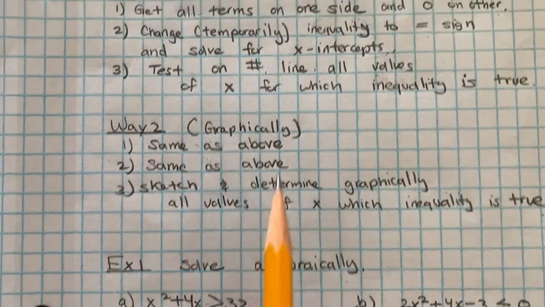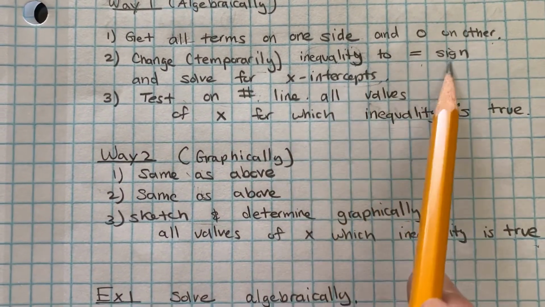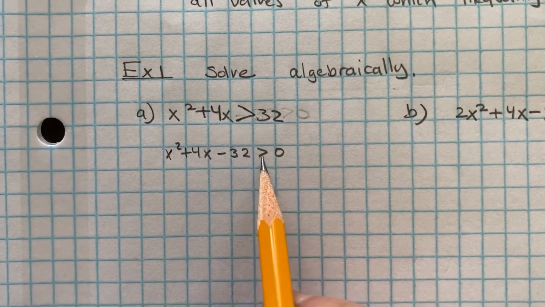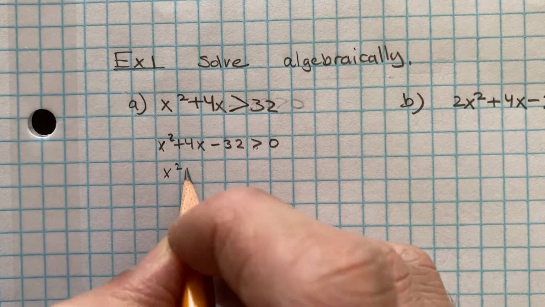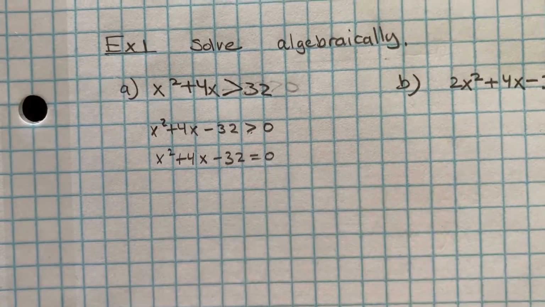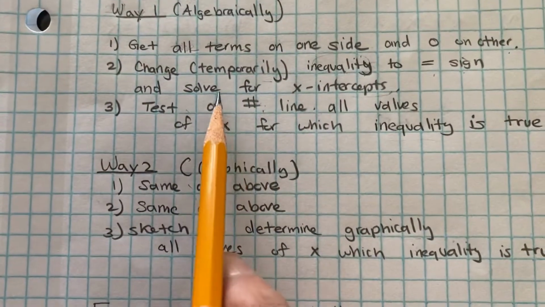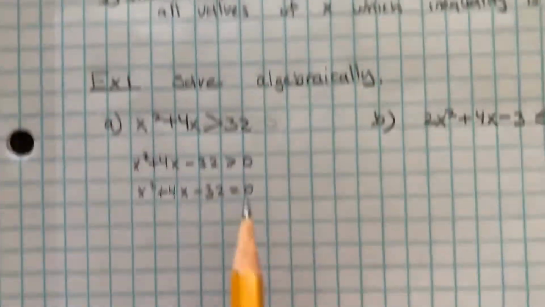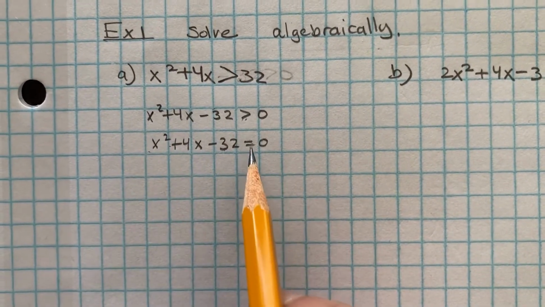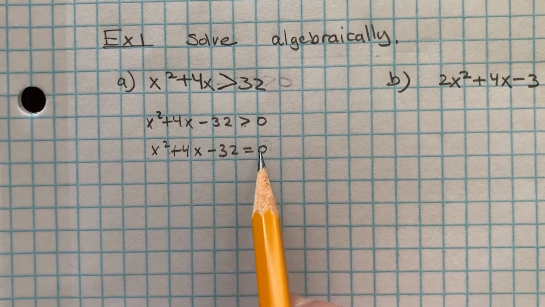And step number 2, change temporarily the inequality sign to an equal sign. So right now I have an inequality sign, right? So I'm temporarily going to change it to an equal sign. And then I have a quadratic equation. It says solve for the x-intercepts. Okay, so basically I need to solve for what x is, or find the solutions to this equation. Right, if this was y, right, y is equal to 0, I'm getting the x-intercepts.